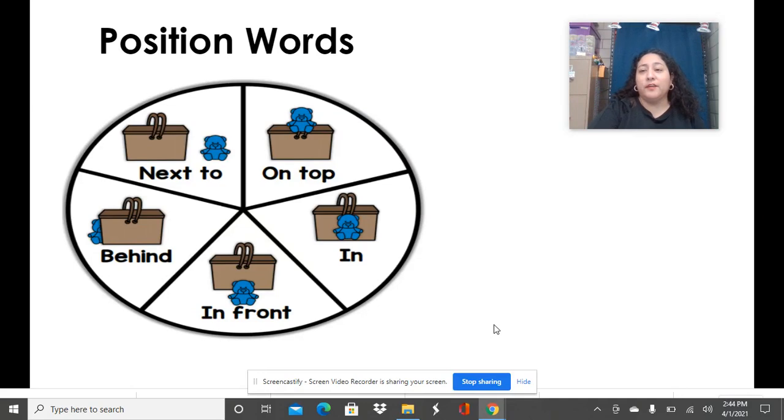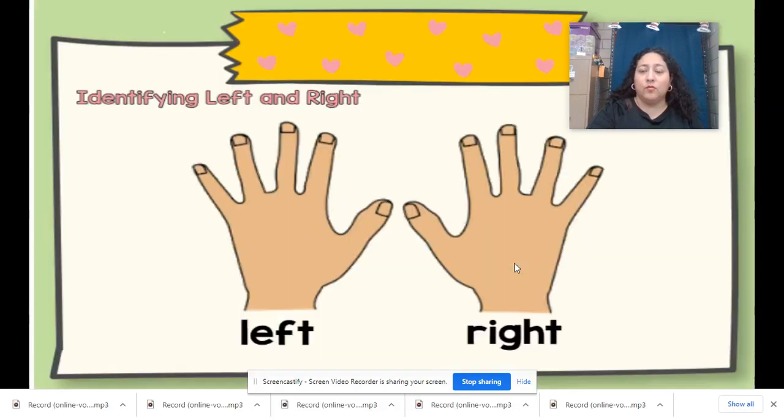Today, we continue talking about precision words, but today we're going to focus on these two specific words. We're going to be learning about right and left. So, we're going to learn what is on the right side and what is on the left side. These words are also positional words because they help us tell people where things are.